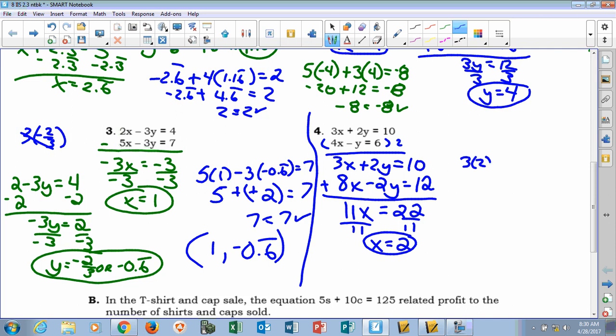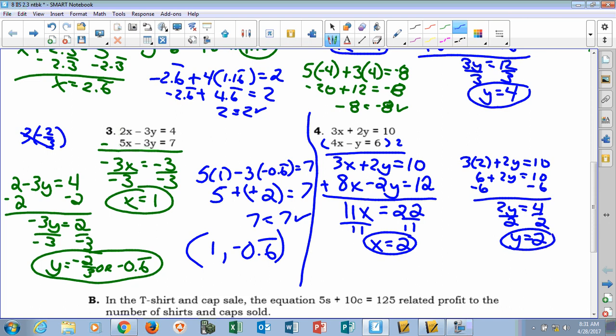So 3 times 2 plus 2y equals 10. So 3 times 2 is 6, right? And I got to move the 6 over by subtracting. So I'm left with 2y equals 4. And I get y by itself by dividing by 2. And y should equal 2 also. So we have the point 2, 2.